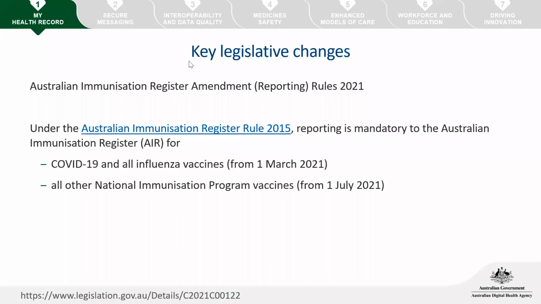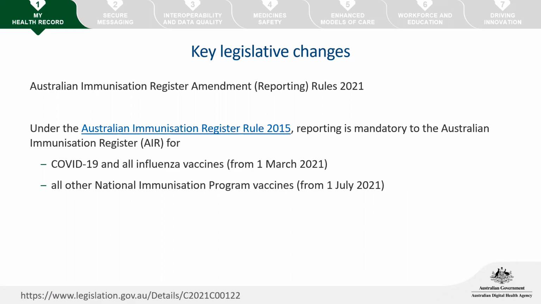So just a bit of background, and just to set the scene a little bit, I'm sure you're all aware of the recent legislative requirements for reporting of vaccinations. So from the 1st of March, it is now mandatory to report all influenza and COVID-19 vaccines to the Australian Immunisation Register. And I believe that this will extend to all other national immunisation program vaccines from the 1st of July. And there is a direct integration between the My Health Record system and the Australian Immunisation Register.